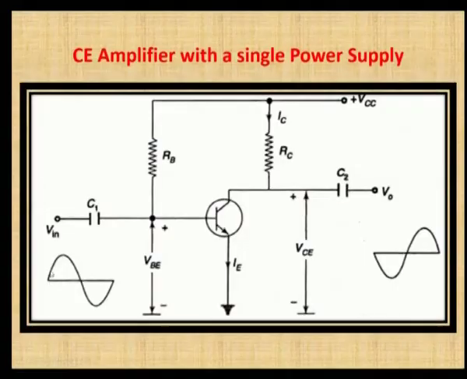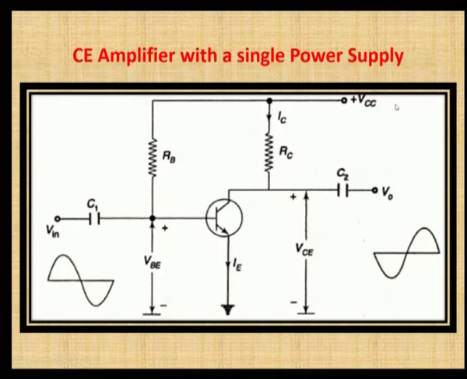Now consider that an alternating voltage signal is given to the input terminal, that is the base terminal of the transistor, and you are getting the output, which is out of phase with the input signal by 180 degrees. So, what is the equation for this output voltage V0? V0 is the output voltage taken across the collector and the ground.